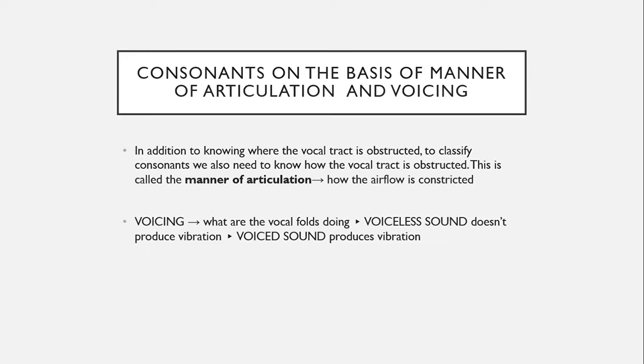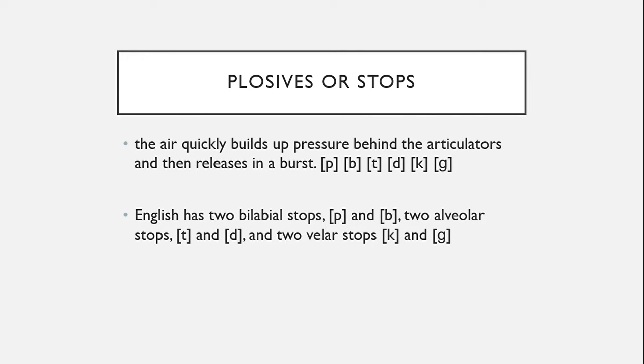Let's move towards consonants on the basis of manner of articulation. First of all, we have plosives or stops. When you produce plosives or stops, the air builds up pressure behind the articulators. The air stops behind the articulators and then releases with a burst. That's why it's called plosive. The very common examples of plosives are p, b, t, d, k, and g.